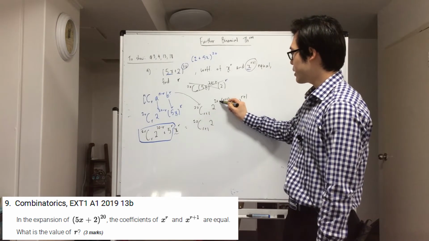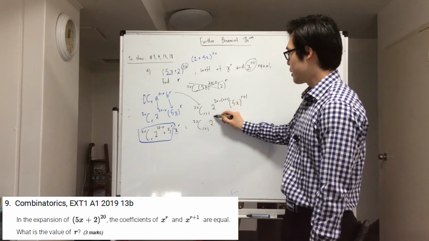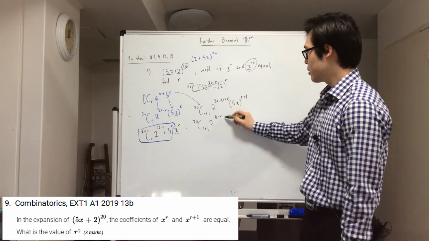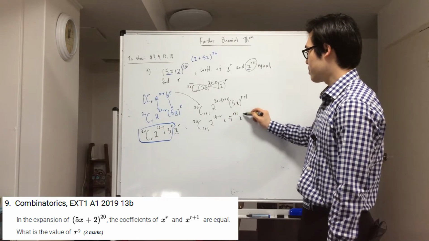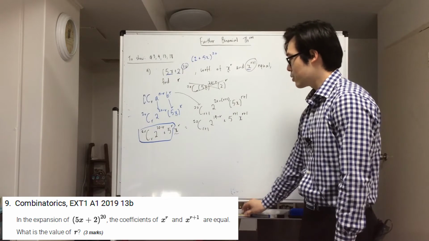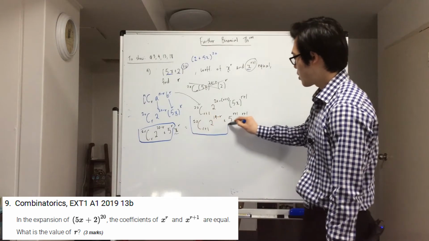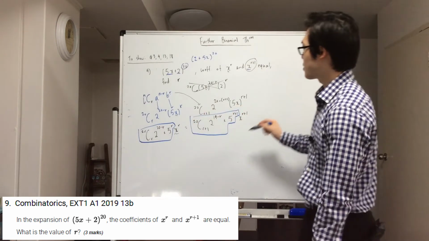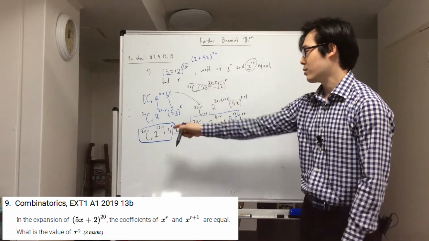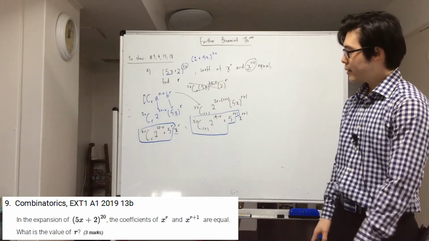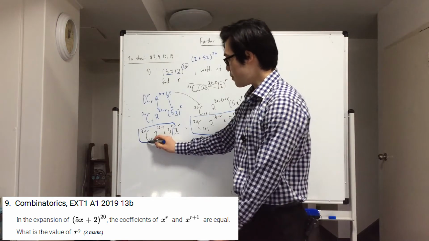2 to the power of 20 take away 1 is 19 minus r. And then I get 5 to the power of r plus 1, x to the power of r plus 1. Okay, so now we need to compare the coefficients of these two, because that's what the question says. The coefficients of x to the power of r plus 1 are equal, so find r using these two.